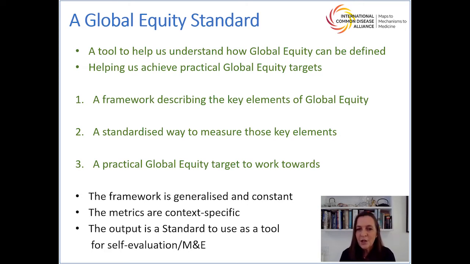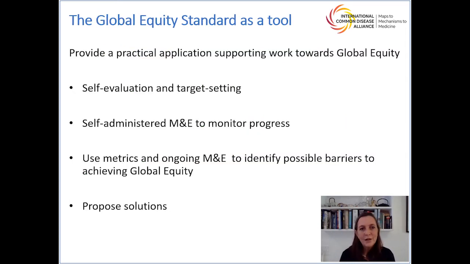So the framework is a generalized and constant framework that describes global equity in different ways and with different lenses on global equity. But the metrics that we've developed are context specific. And then the output is a standard which can be used as a tool for self-evaluation and also setting targets to improve global equity. Whilst we're initially using the global equity standard as a tool to evaluate our own organization and our own working groups, we hope that the global equity standard will be used by other stakeholders going forward to support their work towards global equity.